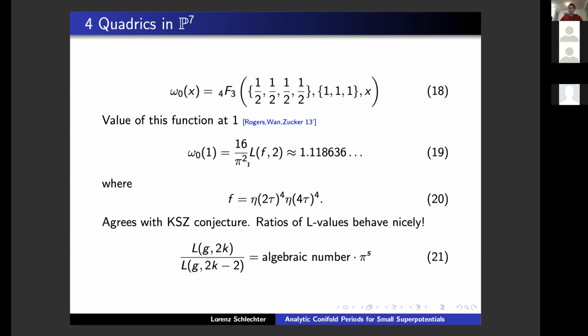For us, what these values are is not really important, but what's important is that ratios of them behave really nicely, turning out to be algebraic numbers times some pi factors. And even better, this algebraic number is often rational. So for our algorithm, we would need rational numbers here. So this is perfect for us.